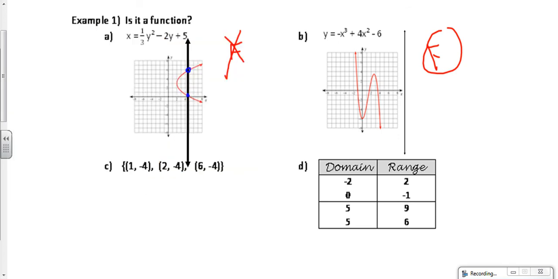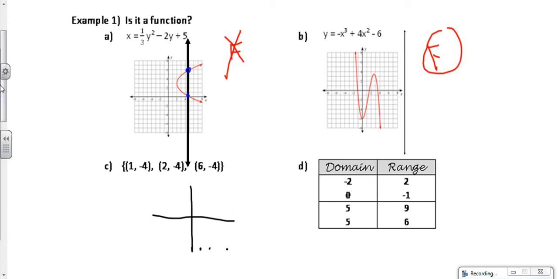Alright, I want to get rid of that, it's not helping me any. I want to draw it by hand. If I were to graph it, 1, -4 is down here somewhere. 2, -4 is down here somewhere. And 6, -4 is over here somewhere.